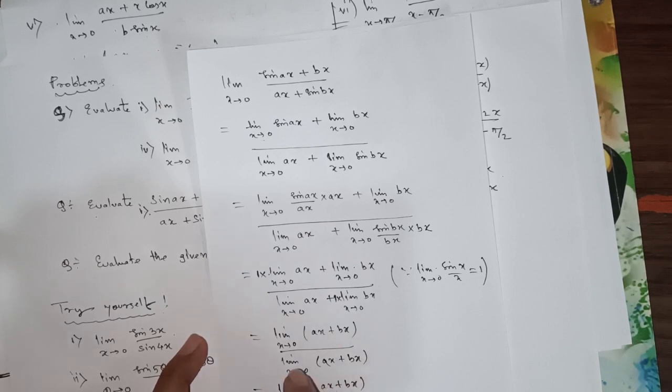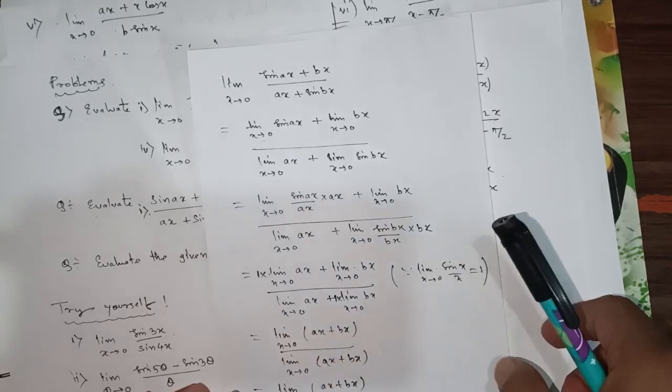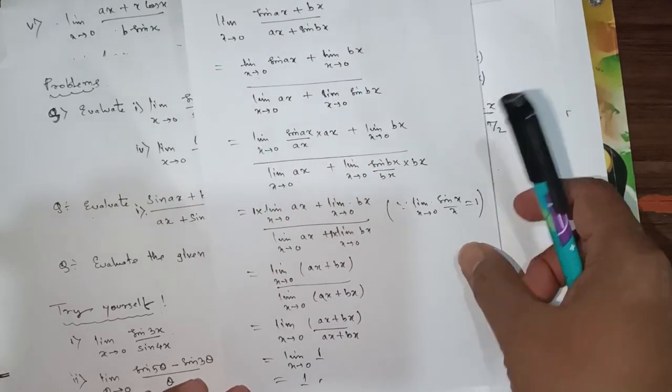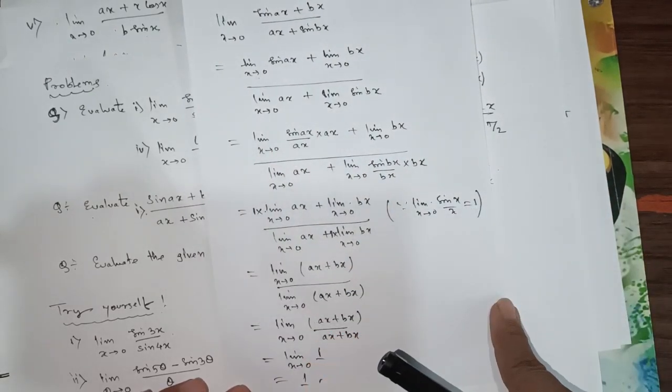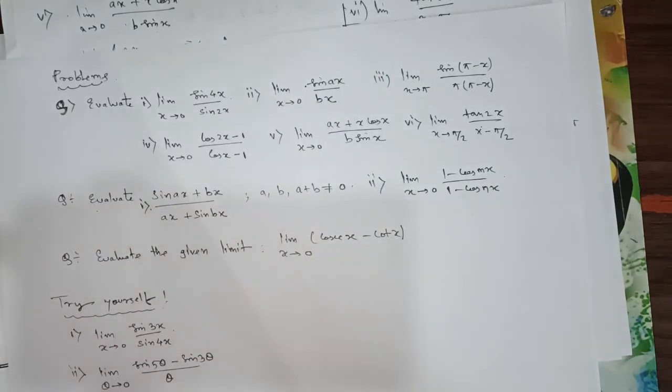Now you will ask why, if you substitute the value 0 and 0 here, what will we get? 0 by 0, which is an indeterminate form. That's why you cannot apply that directly. So we have to apply this concept to get our answer. Okay, so next, this one we have already done.